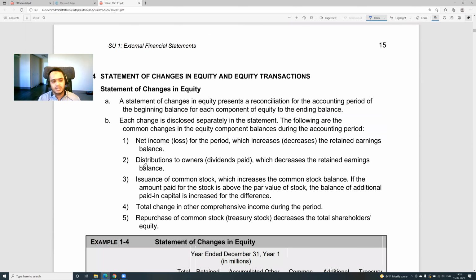Then moving forward, statement of changes in equity and equity transactions. Statement of changes in equity, you can see here. Each change is disclosed separately in the statement. The following are the common changes in the equity component balances during the accounting period.